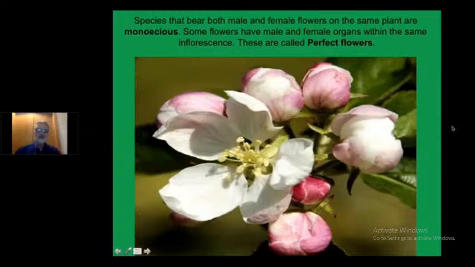Now, there are species that have both male and female flowers on the same plant. Those are monoecious. This whole monoecious and dioecious thing drove me nuts. I thought dioecious meant you have two on one, right? Well, no, dioecious means you have them on two separate plants. And monoecious, in my thinking originally, meant there's only one flower per plant. Well, no, monoecious means they're all within one plant. So if you have both male and female flowers on the same plant, they're monoecious.